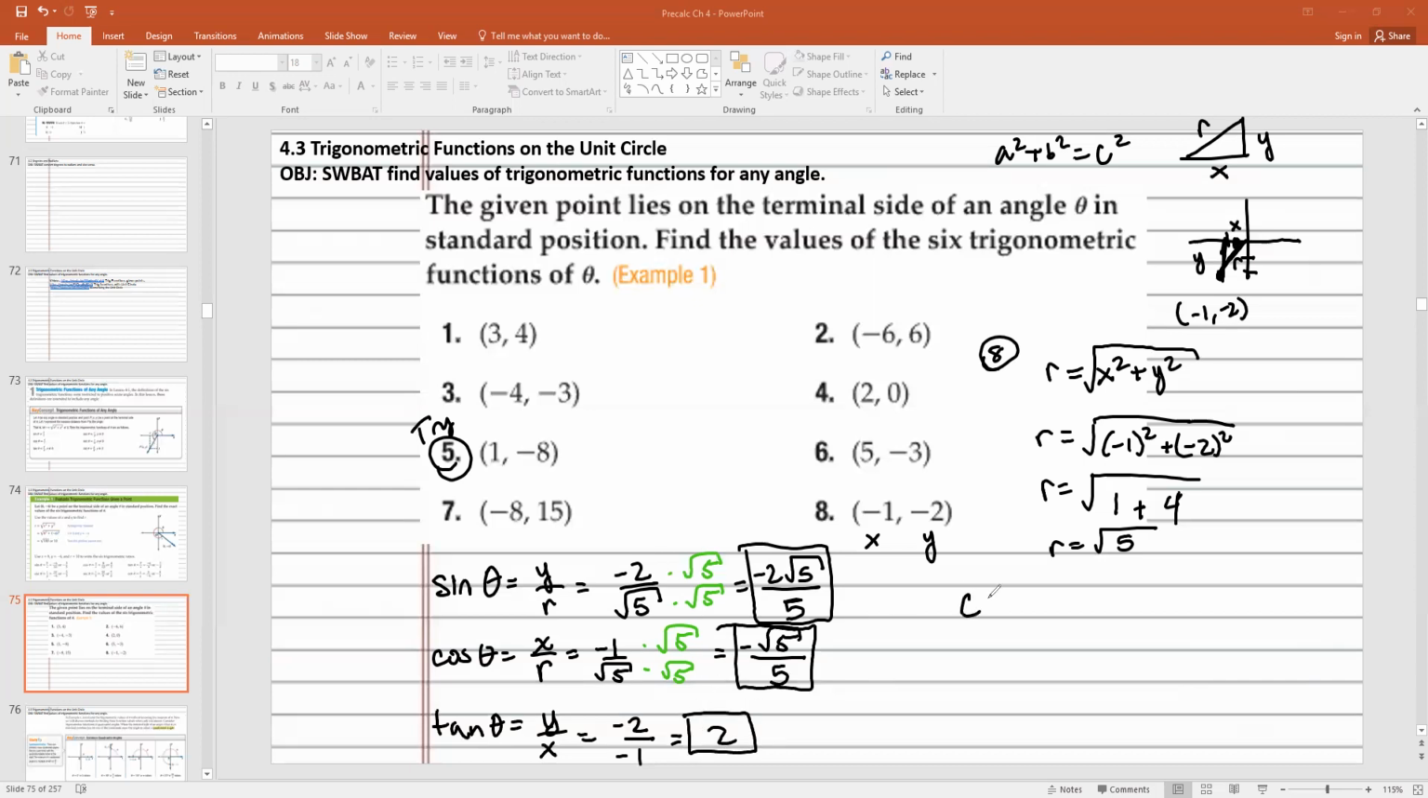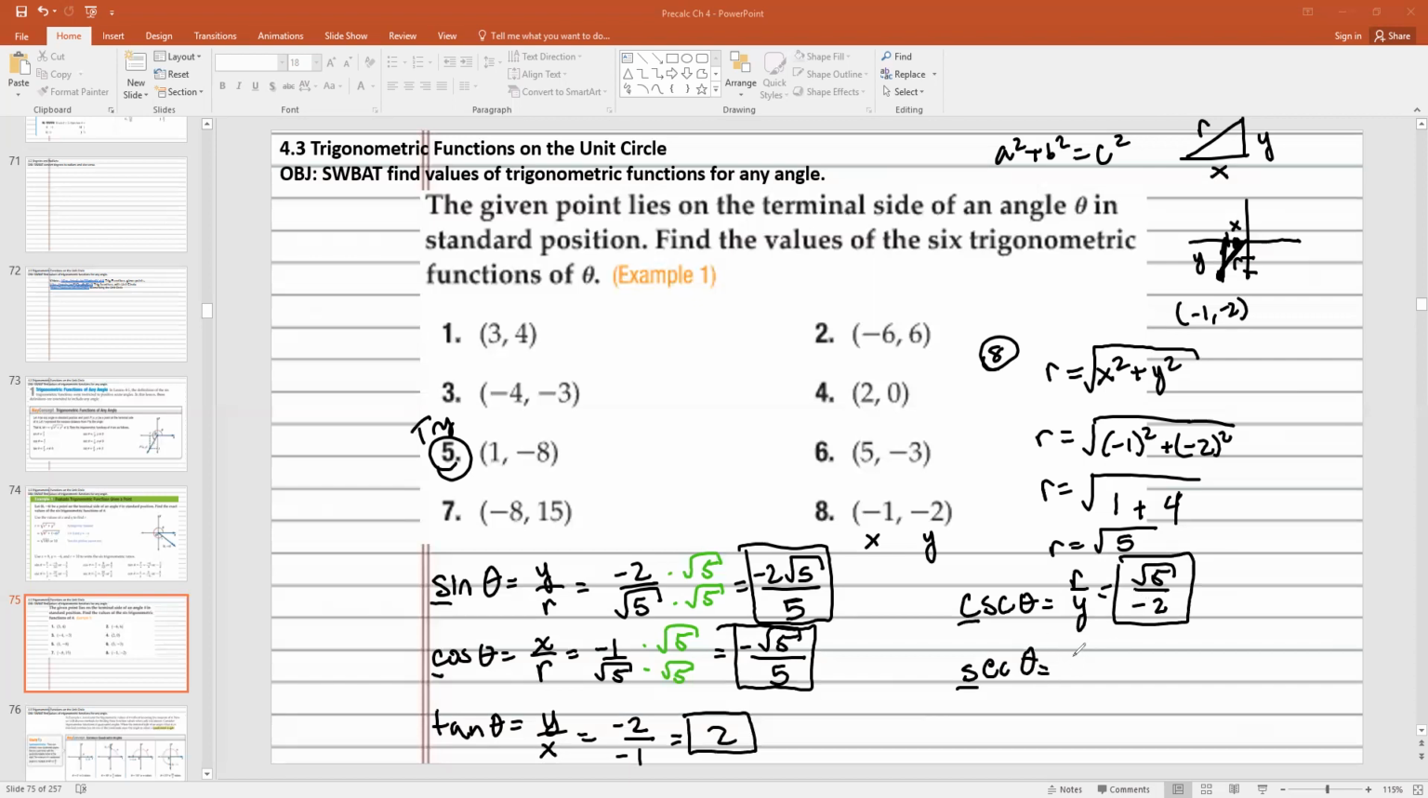And reciprocals. Remember the sign, and then the reciprocal is going to start with a C. C, reciprocal is going to start with an S. That's how you can remember. So cosecant is going to be r over y. So square root of 5 over -2, and that's it. That's all we can do.